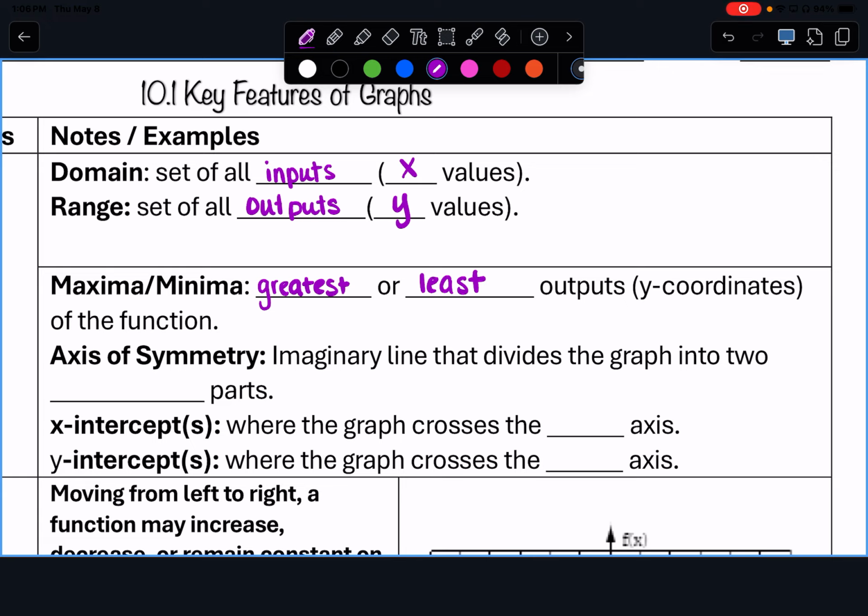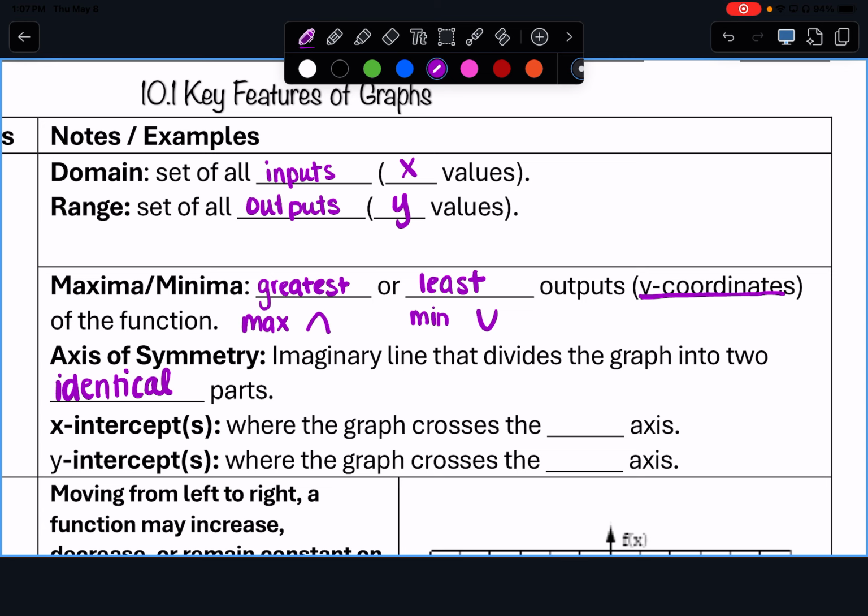If we have an axis of symmetry, it's an imaginary line that divides the graph into what? Two equal parts. Okay, but we're going to say identical. We're going to go a step further than equal. We want to make sure that both sides look the exact same. They should be mirror images of one another. Okay? But one more thing about maxima and minima that I forgot to do real quick: if we have a max, we are looking for a high point. If we have a min, we are looking for a low point. Okay? And we're going to use just the y coordinates for that.